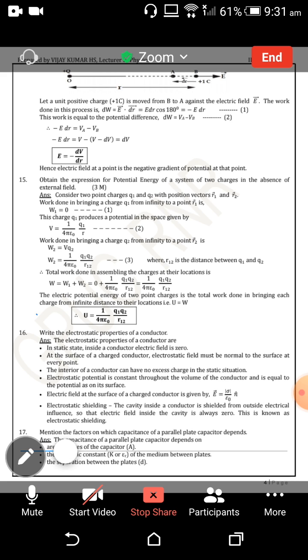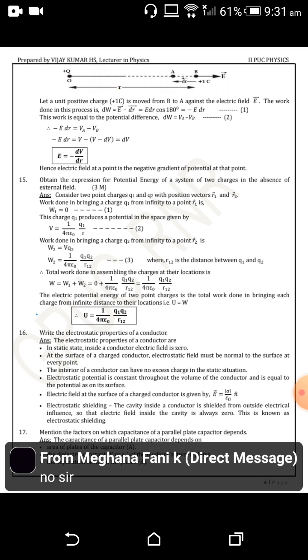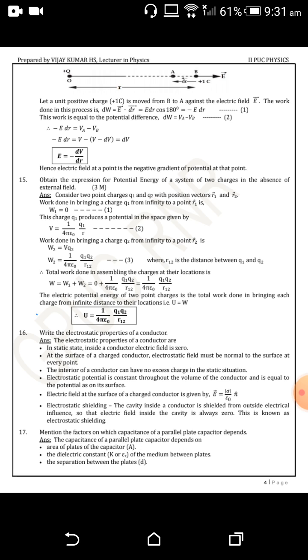Any doubt, students? Okay, fine. We will move to the next question, that is the 15th. Obtain the expression for potential energy of a system of two charges in the absence of external field. Even this is an expected question in your examination. You need to find the potential energy of a system of two charges in the absence of an electric field.